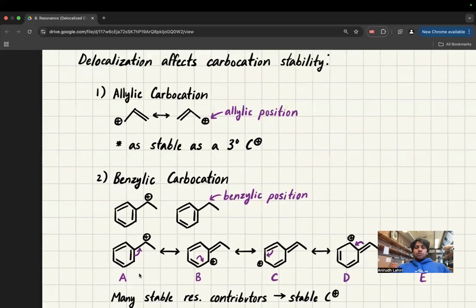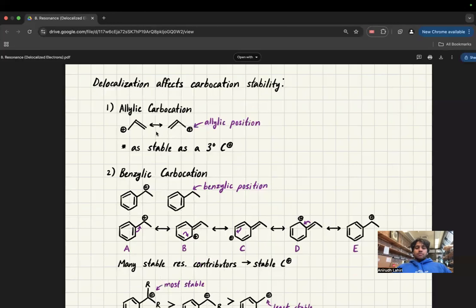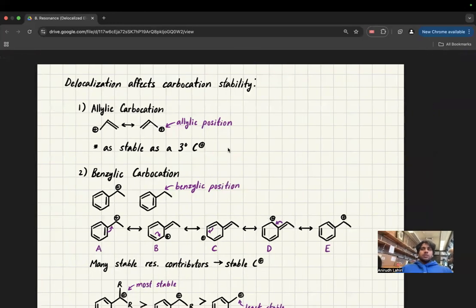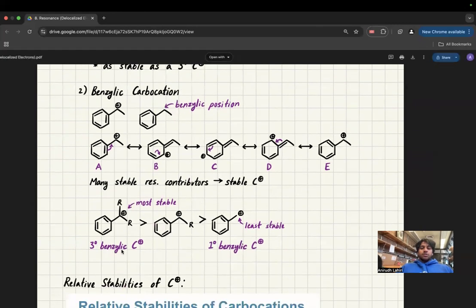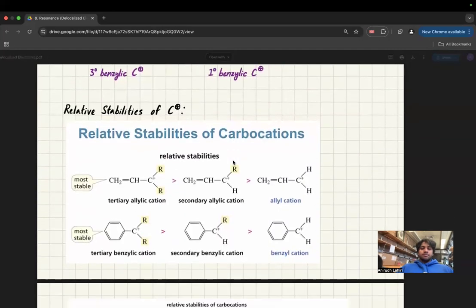Okay. Delocalization affects carbocation stability. So this is actually as stable as a tertiary carbocation. So when we talk about stability and shifting towards more stable positions, it's not only about the substitution, primary, secondary, tertiary, it's also about allylic or benzylic. So this has a lot of resonance structures, right? So this is a very stable carbocation. This is a tertiary benzylic. It's even more stable than just a regular benzylic.